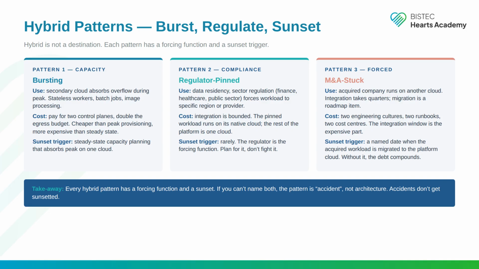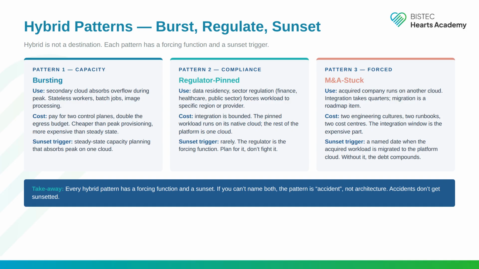Pattern 1. Bursting. Use a secondary cloud to absorb overflow during peak. Stateless workers, batch jobs, image processing. The cost is paying for two control planes, double the egress budget. Cheaper than peak provisioning, more expensive than steady state. The sunset trigger is steady-state capacity planning that absorbs peak on one cloud. Without a sunset, bursting becomes a permanent cost. Pattern 2.